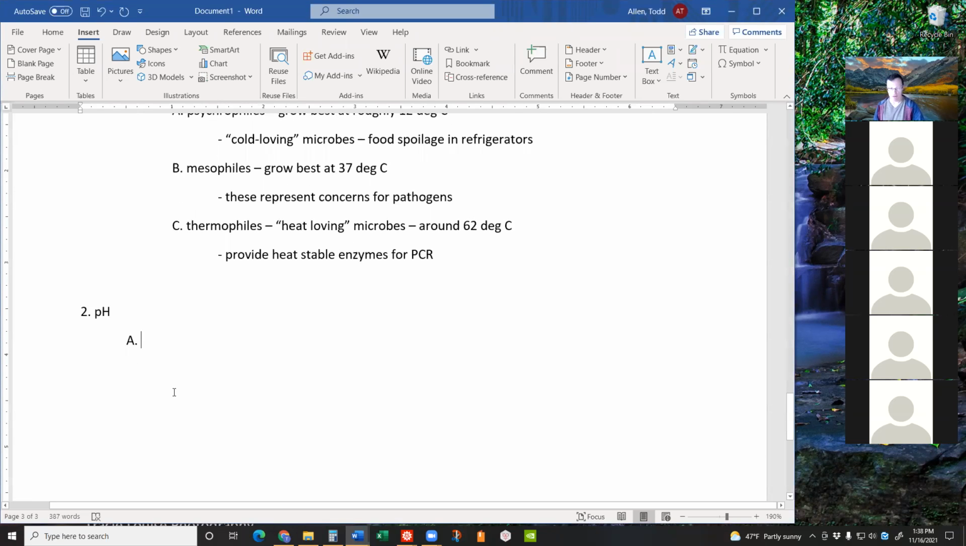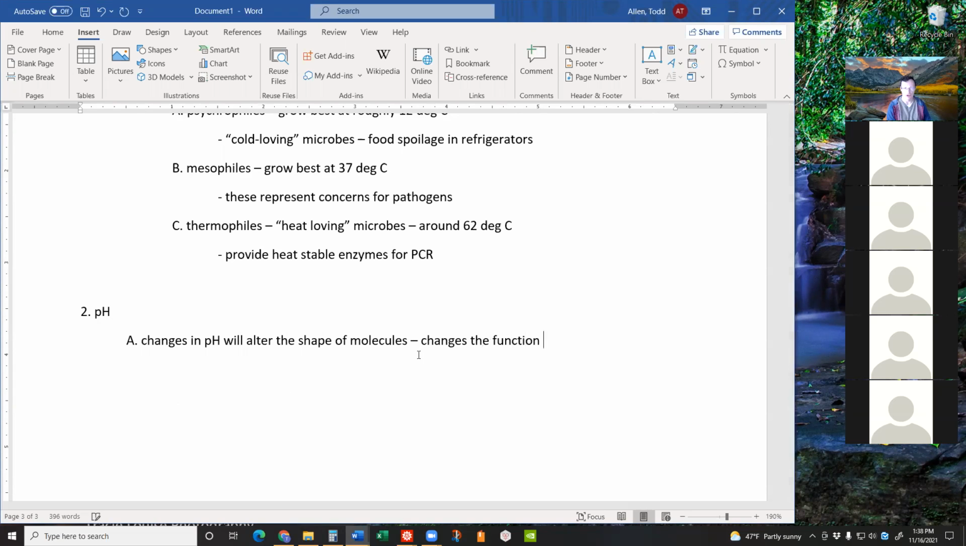I know I've got some A&P gurus in here, right? Okay, so remember it's 7.35 to 7.45. There's a world of difference between 7 and 7.35 because remember pH is a base 10 logarithmic scale. So changes in pH will alter the shape of molecules, which changes the function of molecules. All right.